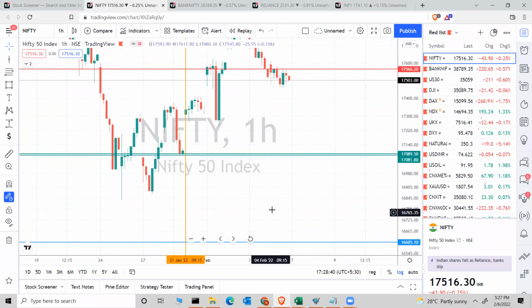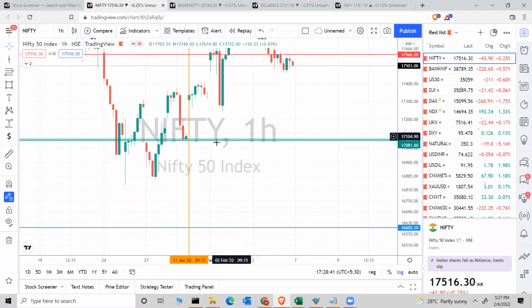If you're going for PE, same way, keep this line as the stop loss. These 2 lines should act as a stop loss. Vice versa, if you're going for CE, keep the lower line as a stop loss. If you're going for PE, keep this upper line as a stop loss.